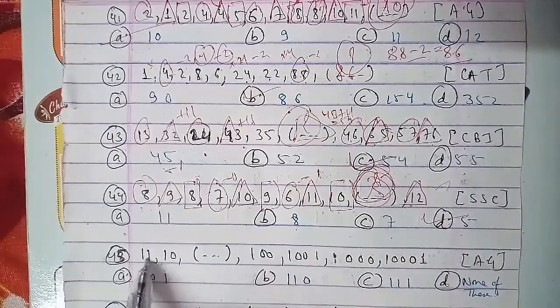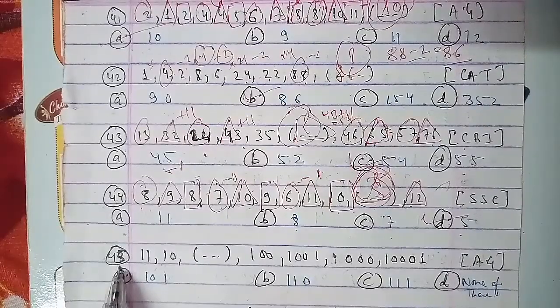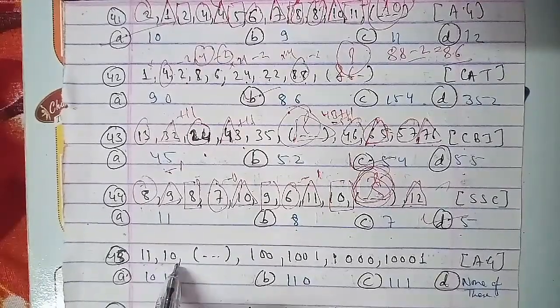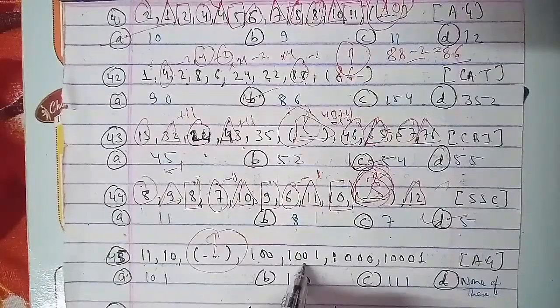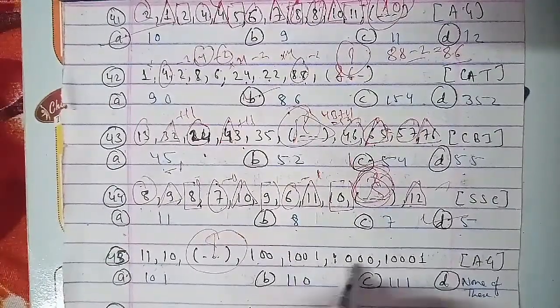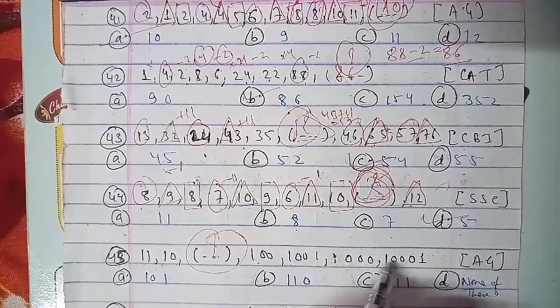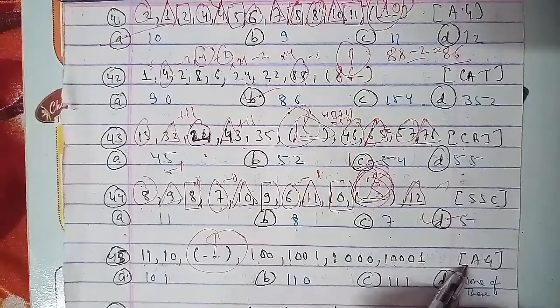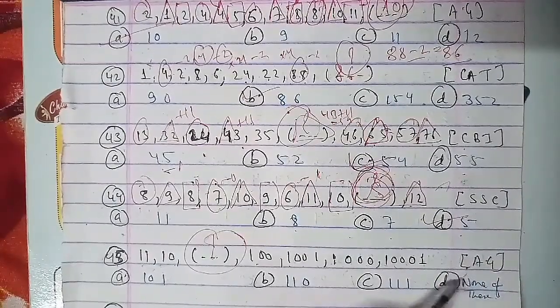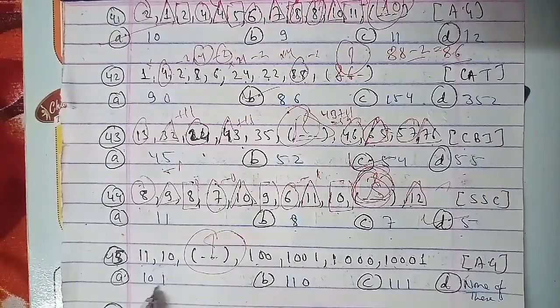Next, moving further with the next question, that is question number 45. 11, 10, question mark, and then 100, 1001, then 1000, then 1, 10,001. This was asked in the assistant grade question paper, and here you can see option A is 101, B is 110, C is 111, and D is none of these.